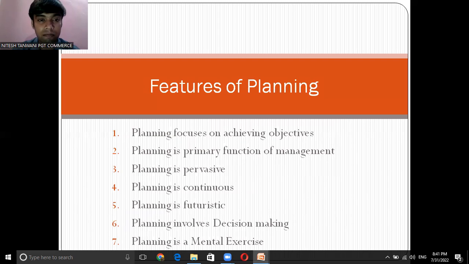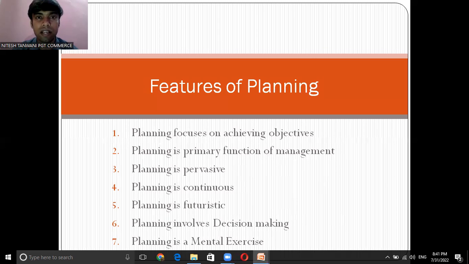The second feature of planning is that it is the primary function of management. We all know that the functions of management start with planning. It is the first and foremost function of management. Planning is pervasive. Pervasive means it is required at all levels, in all departments, everywhere.